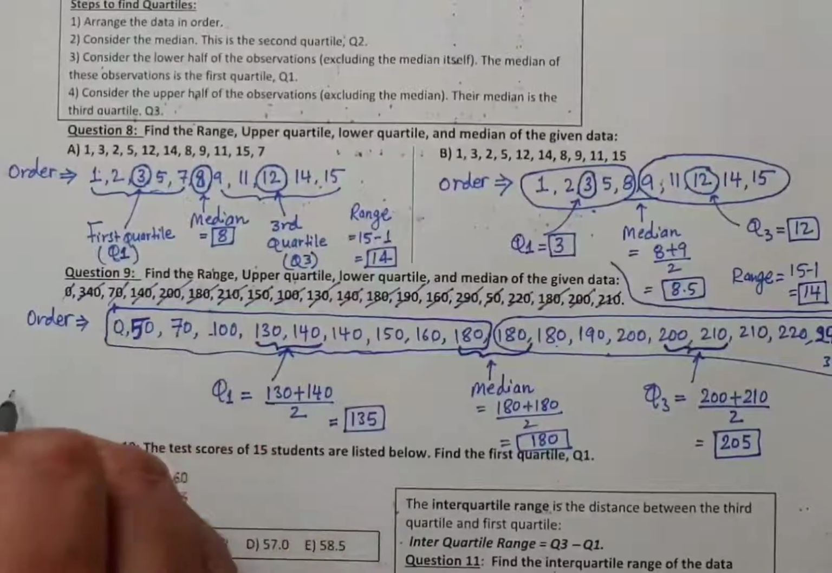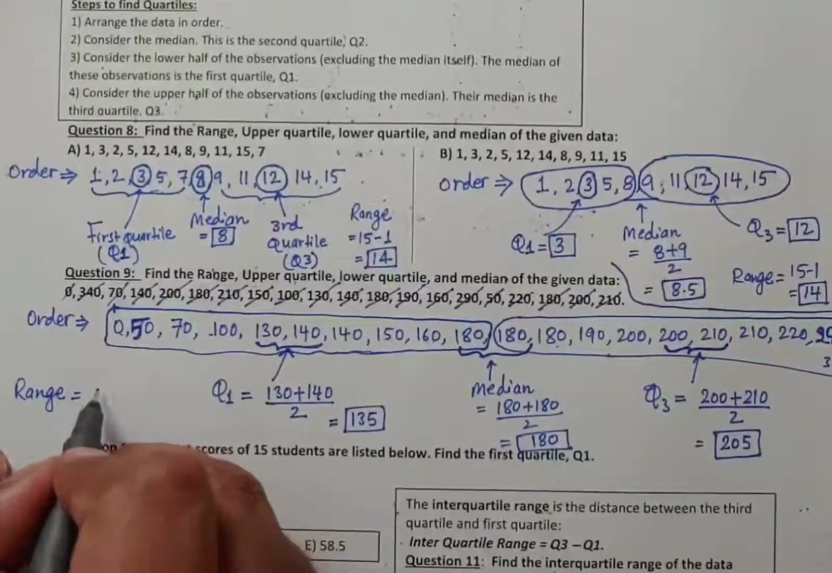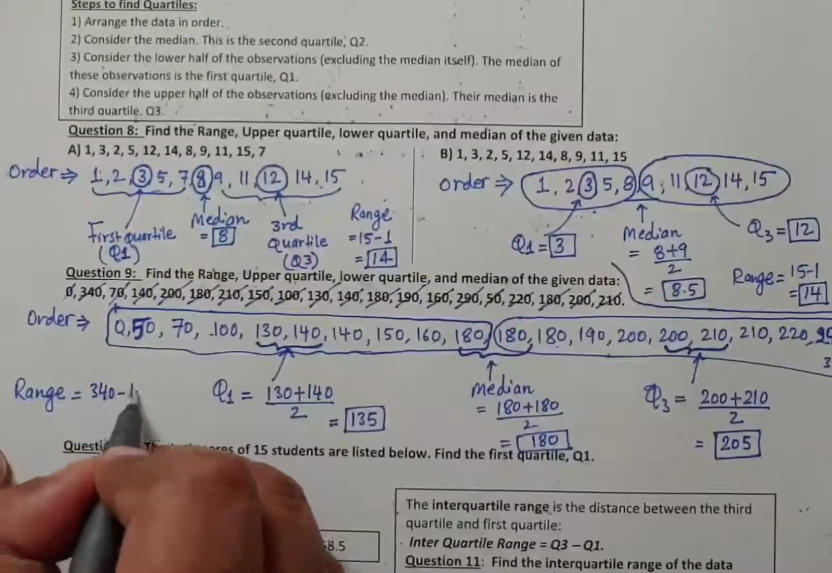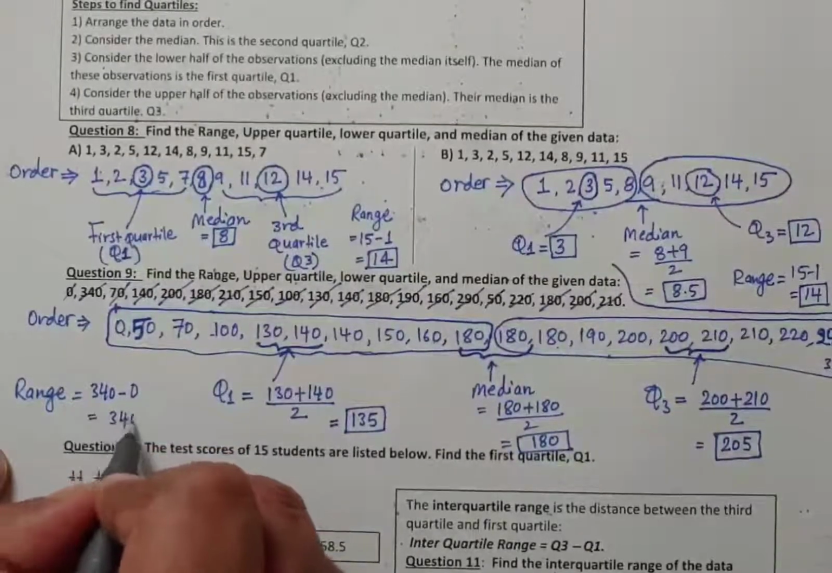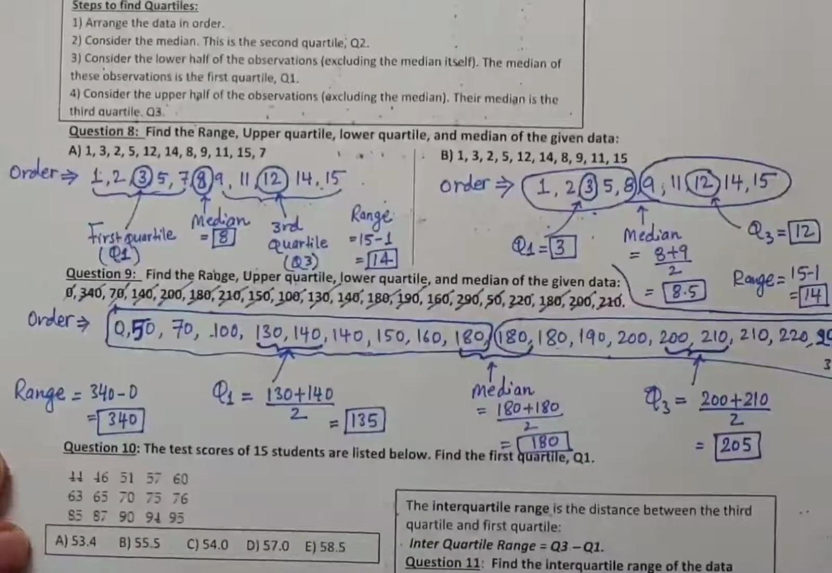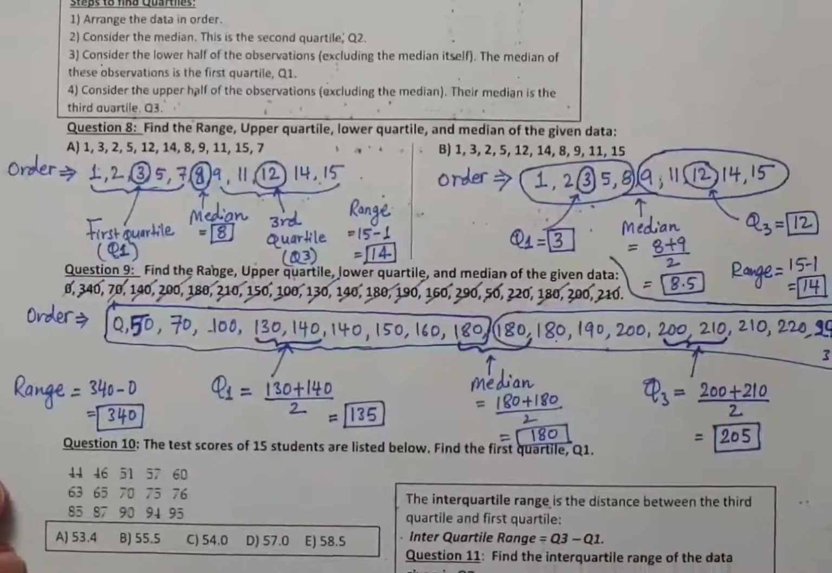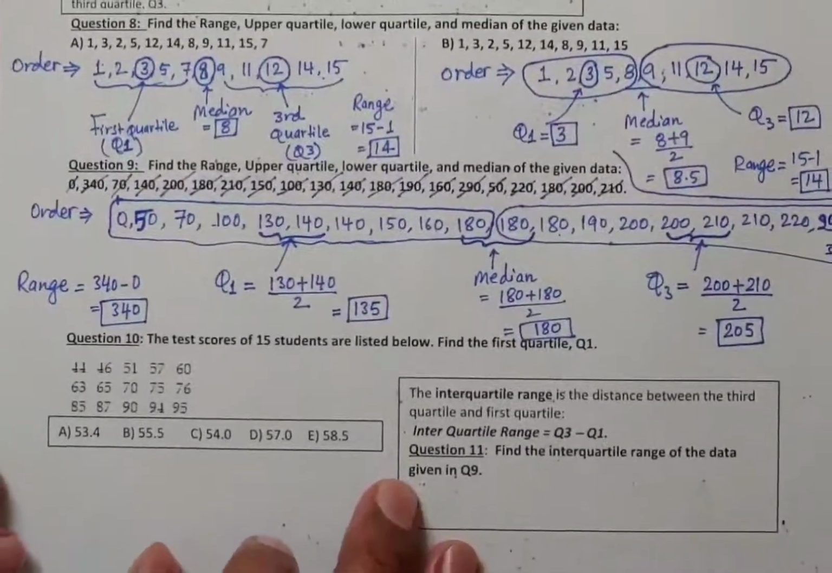And it says the range is 340 minus 0. Okay, so this is the process.